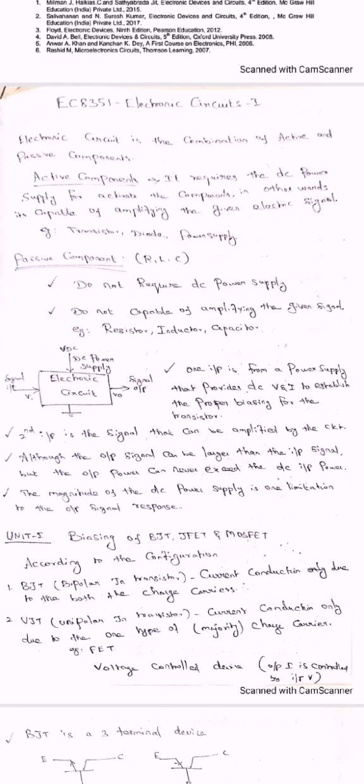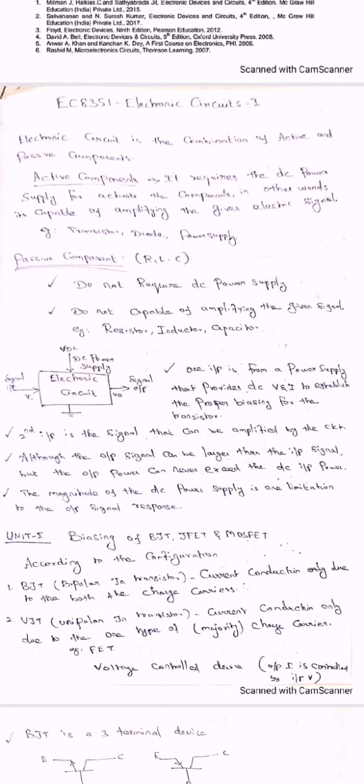Then passive components. A passive component is just the opposite of an active component. It does not require any DC power supply for operating the circuit. Otherwise, it is not capable of amplifying the given input signal, which is called a passive component. Examples of passive components are RLC, that is resistors, inductors and capacitors. So that's all about active and passive components.